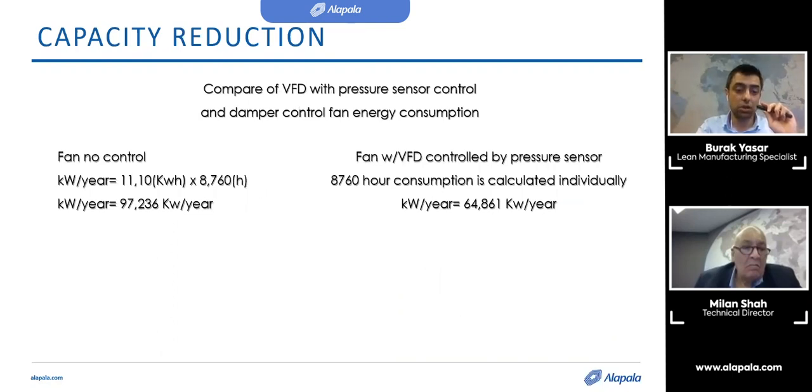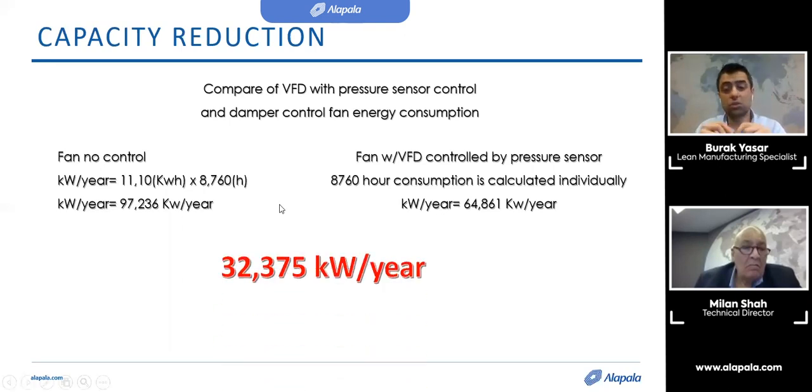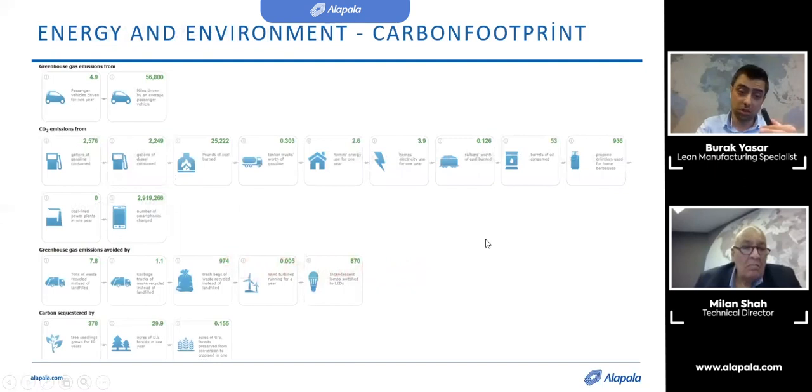When we take a look at the damper control and the VFD with the pressure sensor control system, there is 32,375 kilowatt saving per year. This is a huge number, and we just have 11 kilowatt motors now. The carbon dioxide emission in this kilowatt is equal to the carbon dioxide emission from 2,576 gallons of gasoline consumed, and the carbon sequestrated by almost 30 acres of US forests in 1 year.